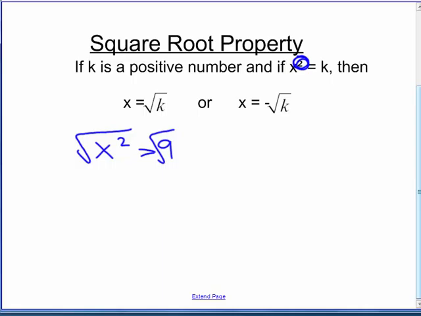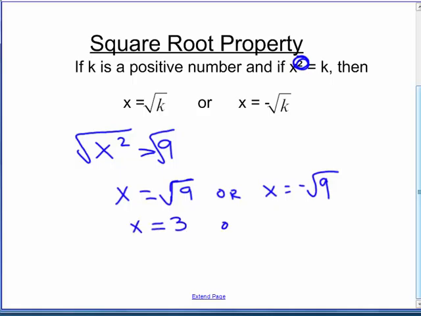and the answer is going to be x equals the square root of k, or in this case, the square root of 9, we'll say. Or x equals negative square root of 9. So just like we did up above, we get the same answer here. We get x equals 3 or x equals negative 3.